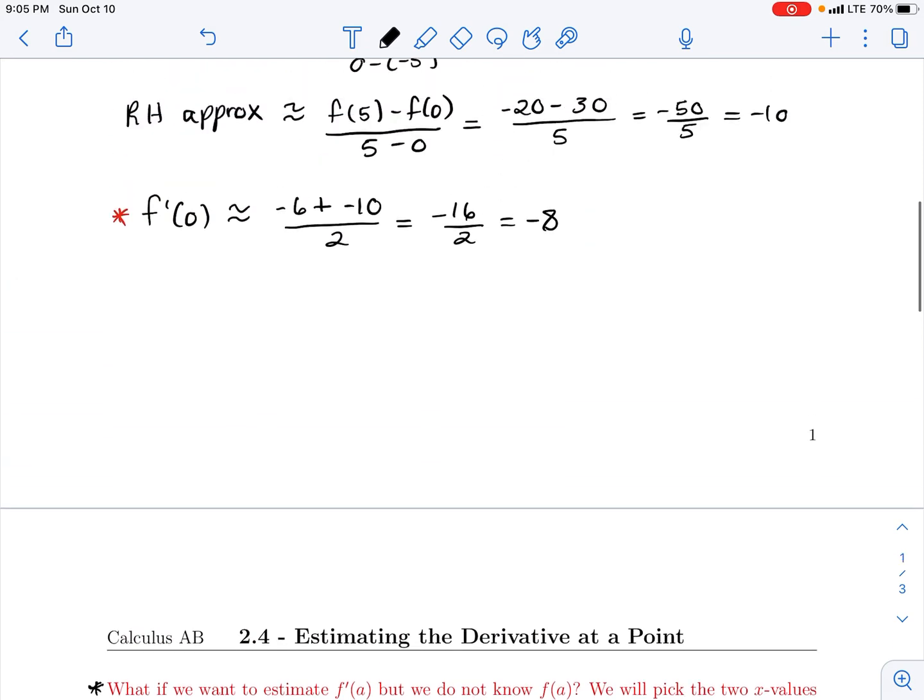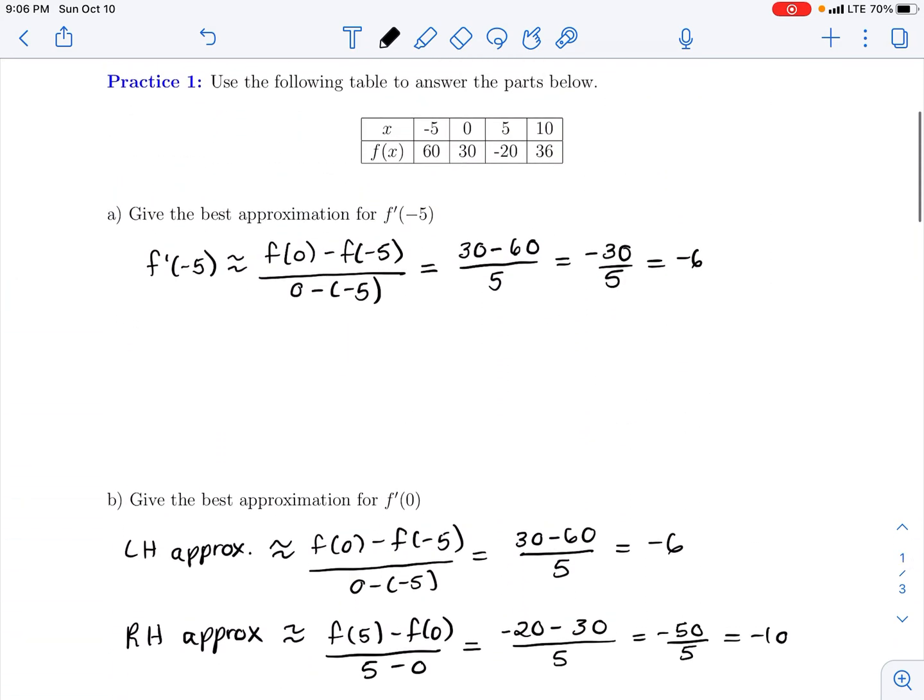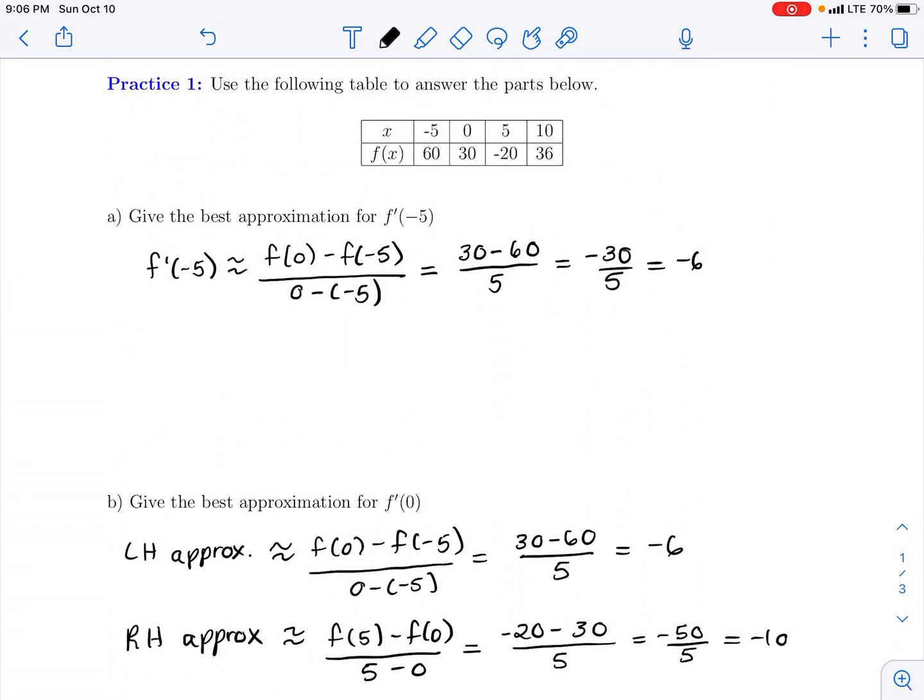Whereas in practice 1, we saw that negative 5 and 5, they both had the same distance from 0. So that's why I considered both the left-hand and right-hand approximations. I found the average rate of change between negative 5 and 0 and between 0 and 5, and then took the average of those two to get the best approximation.